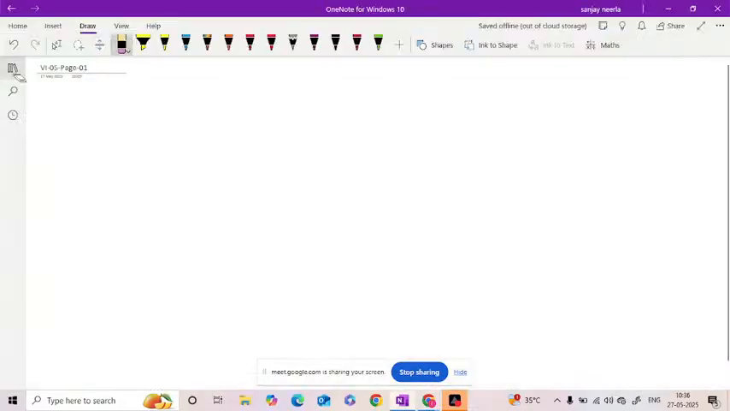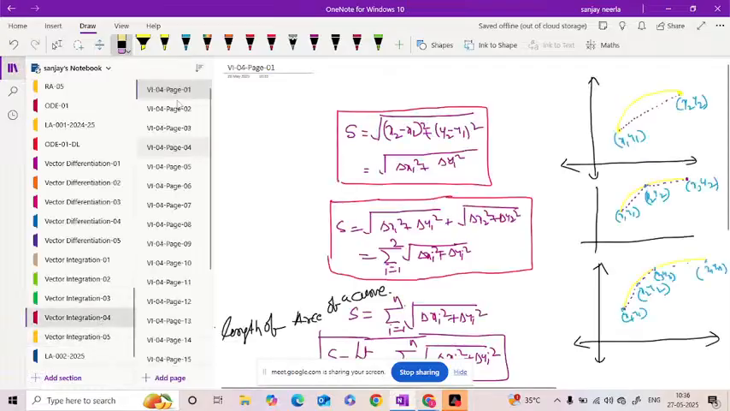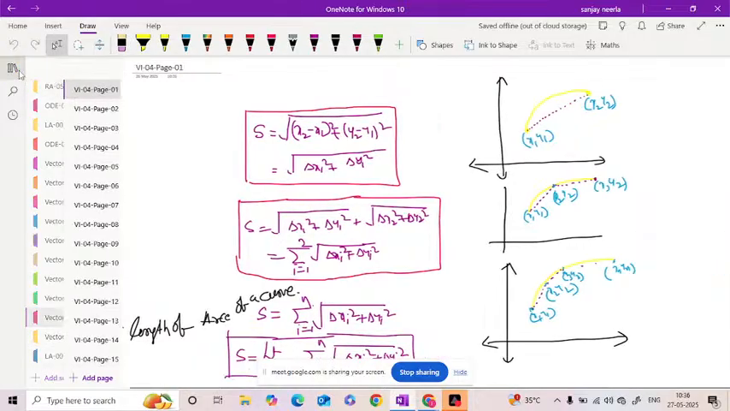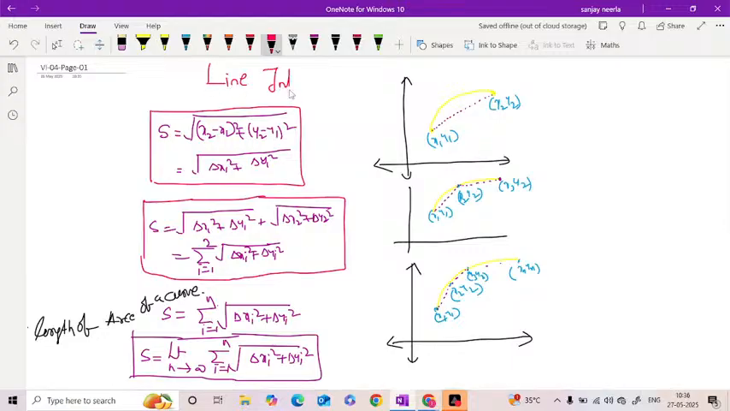So anyway, before going to the next topics, I will revise the previous topic. What is the previous topic? The previous topic is line integrals. Before going to the line integral, we have seen finding the length of the arc, the length of the arc of the curve.